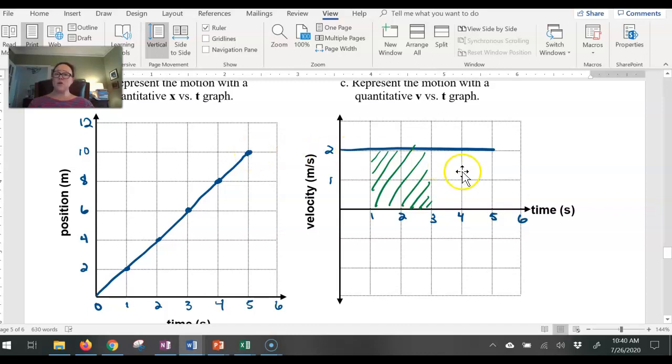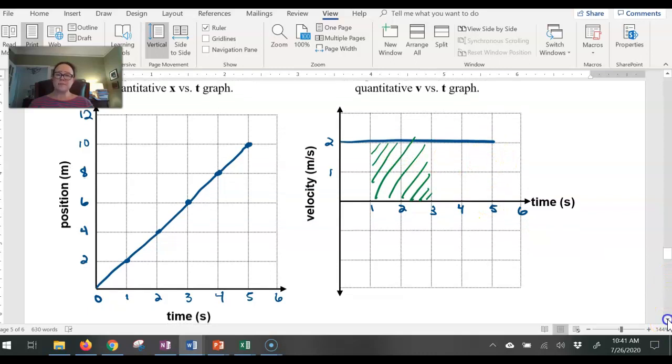And then, for the velocity versus time graph, well, first of all, I want to label my scale here, but I want, again, to show 5 seconds worth of data, and the velocity was constant. It was 2 meters per second. And so I draw a horizontal line at the value 2 meters per second, and I take that line out until a time of 5 seconds.